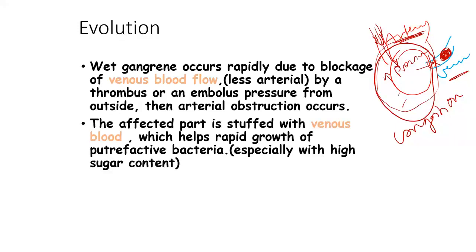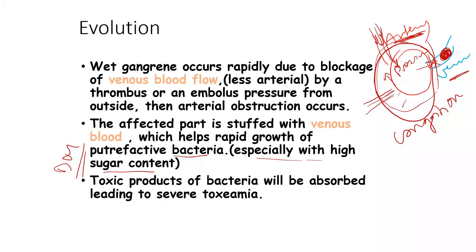The affected part is stuffed with venous blood, which helps rapid growth of putrefactive bacteria, especially with high sugar content, especially in diabetic patients, in diabetes mellitus. So I have a lot of fluids here that will help any bacteria to go and proliferate. Bacteria usually come from wounds or abrasions to the site of gangrene. Toxic products of bacteria will be absorbed, leading to severe toxemia. So I have a lot of bacteria proliferating here, and these bacteria will produce a lot of toxins. These toxins will go into the blood, leading to severe toxemia in the patient.